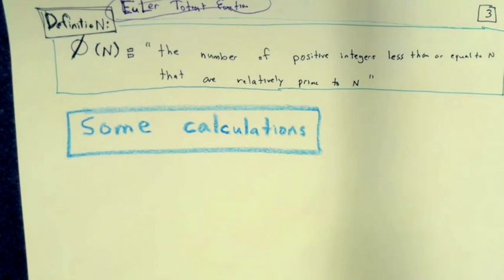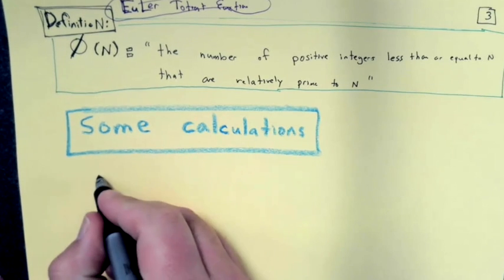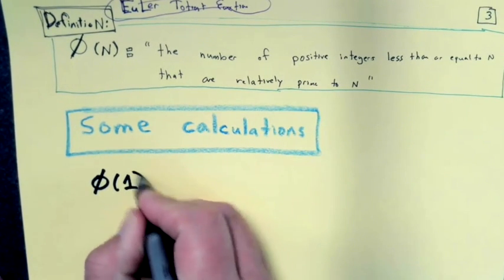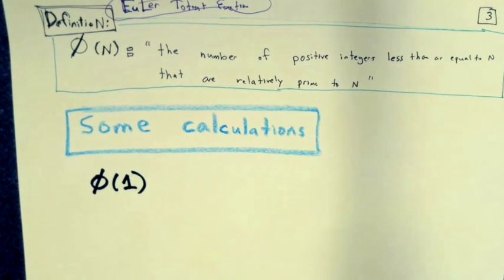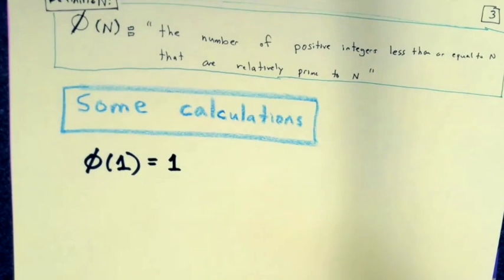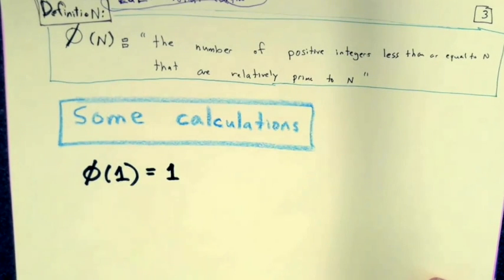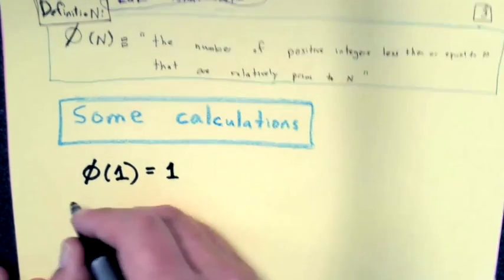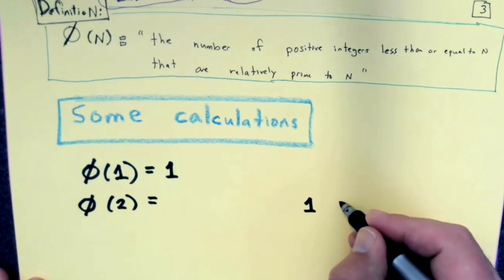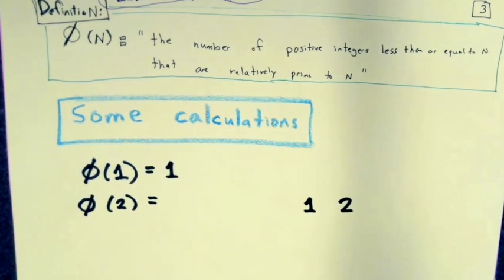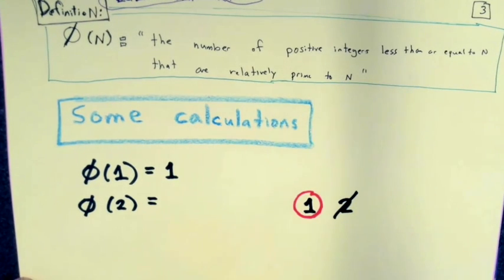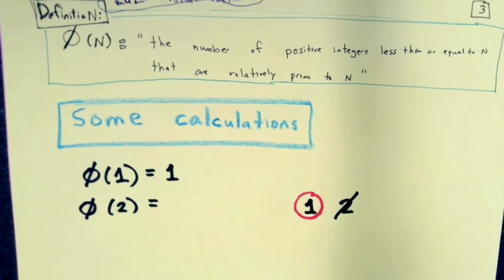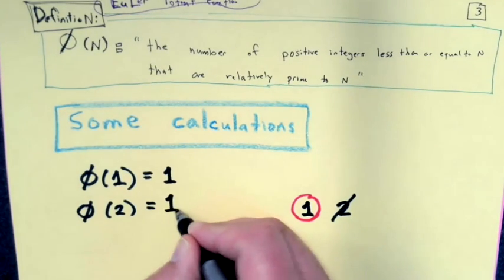So this is not too hard to work out for our starting point. Suppose I wanted to calculate phi of 1. 1 is relatively prime to any positive integer, and it's also relatively prime to itself, which is a bit strange. But phi of 1 is equal to 1 because there's one positive integer less than or equal to 1 that is relatively prime to 1. What about phi of 2? I have two candidates, 1 and 2, both less than or equal to 2. How many of these are relatively prime to 2? Only 1. 2 is not relatively prime to itself because 2 divides both 2 and 2. So phi of 2 is equal to 1.